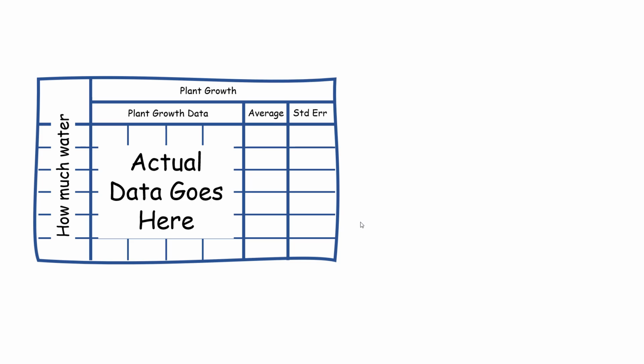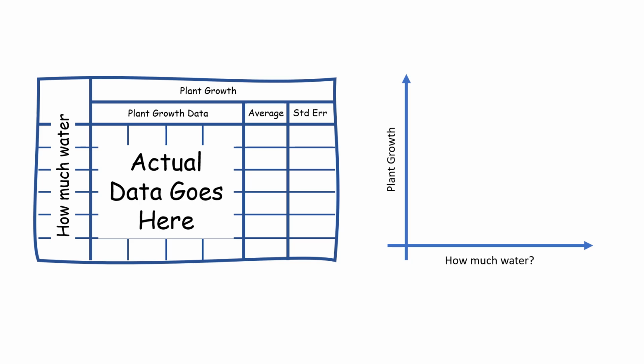I'm also going to draw a sketch of the graph that I think I'm going to get. So my graph is going to look something like this. On my x-axis, my horizontal axis, I'm going to put my independent variable. So how much water do I supply? And then on my y-axis, my dependent variable, and that is how much did my plants grow. So plant growth will go up there.